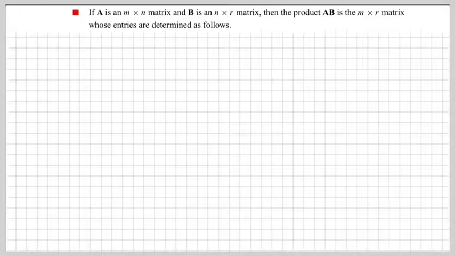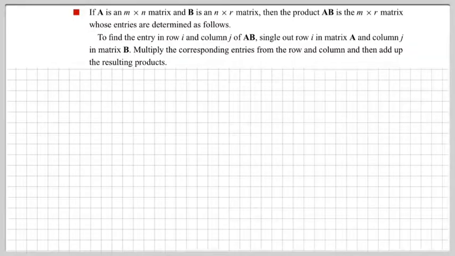Now, if A is an M by N matrix and B is an N by R matrix, we're going to multiply them together now. The product of A times B is an M by R matrix whose entries are determined as follows. To find the entry in row I and column J of A times B, and by the way, the order matters. Did you know that? Just throw that one in for good measure. A times B is different from B times A, right? So just tuck that one away, it's very important.